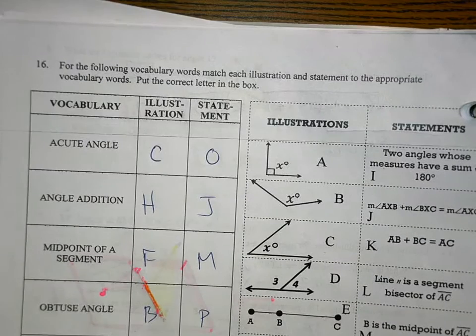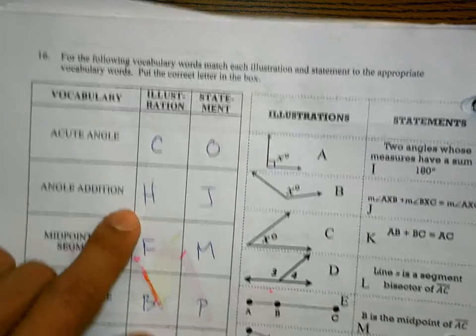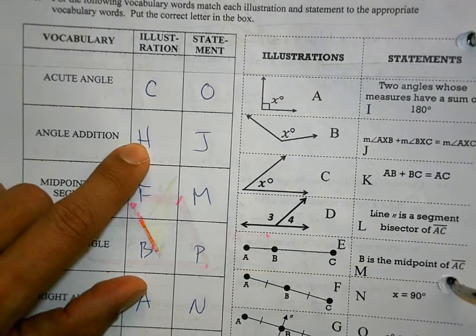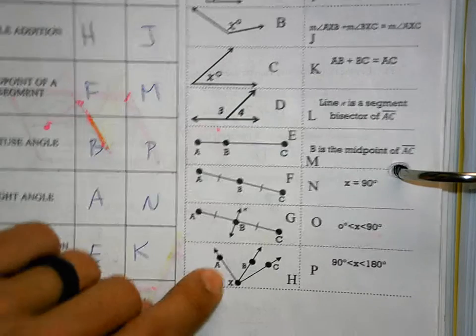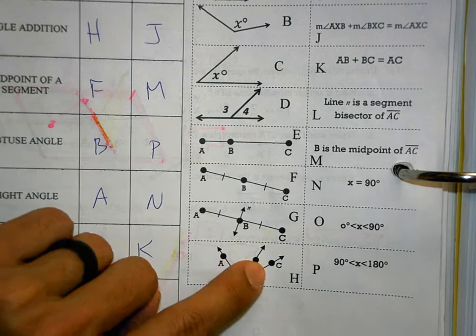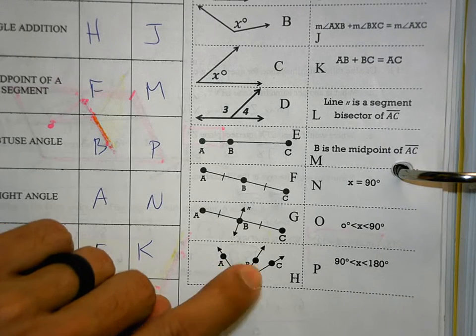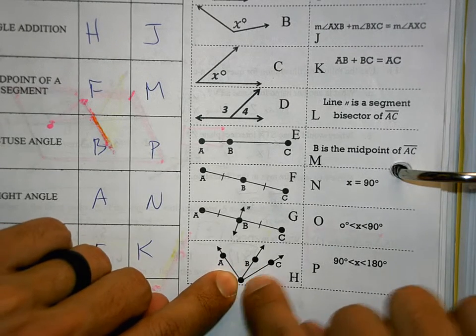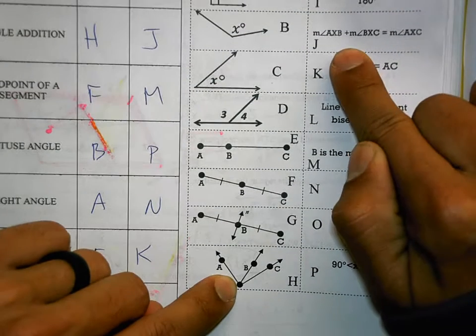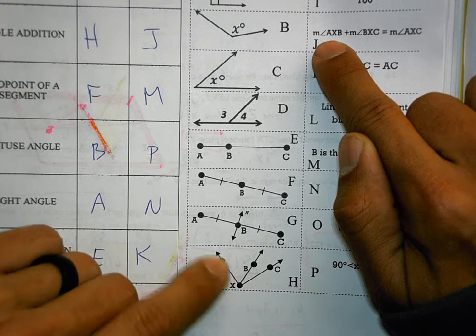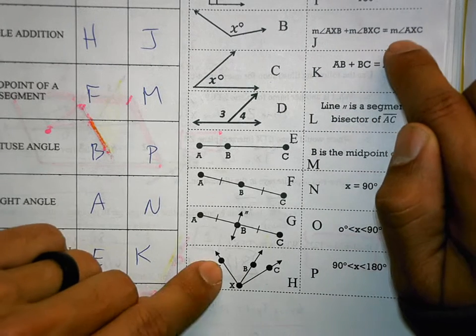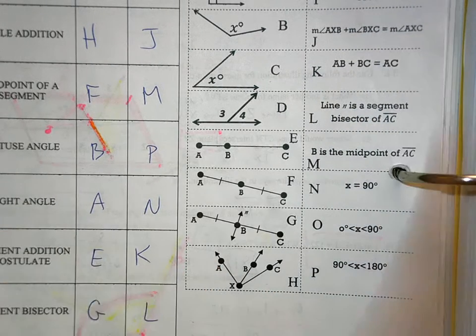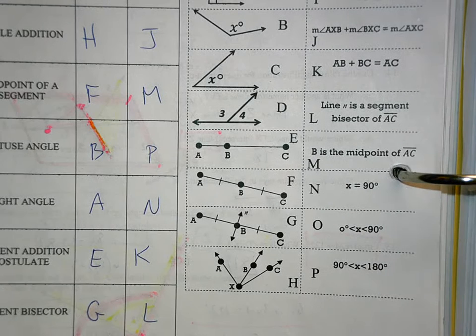What does angle addition look like? It's the H picture. It goes along with statement J. So let's look at those two things. This angle plus this angle equals the whole angle. That's what the angle addition postulate says. This matches with what J says right there. The measure of angle AXB plus the measure of angle BXC will equal the total measure of angle AXC. The angle addition postulate says this angle plus this angle equals the whole angle when they are next to each other.